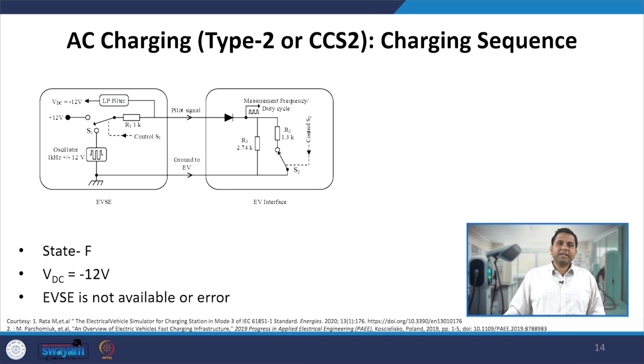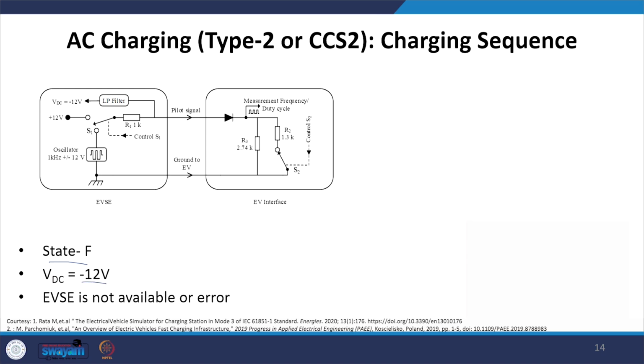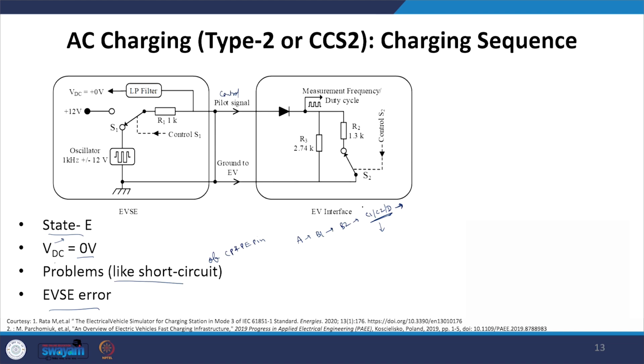Then comes another state which is state F, where the VDC voltage is minus 12 volt, and sometimes it may occur because of some error, or sometimes the charging station is not available, or you can say the EVSE is not available. So, this is again the error condition, and the previous one is also a communication error condition. The state E also arises due to a fault in the control pilot and protective earth pins.